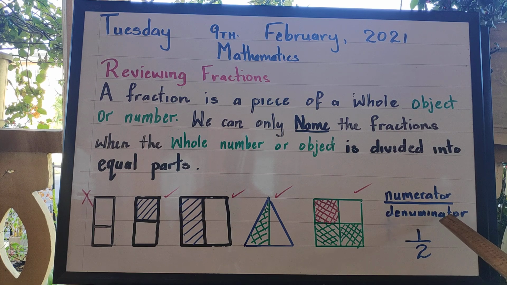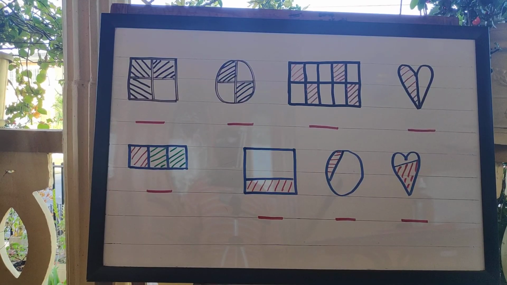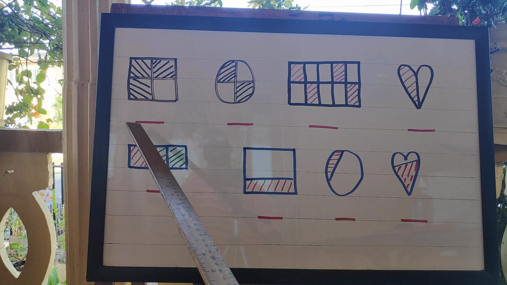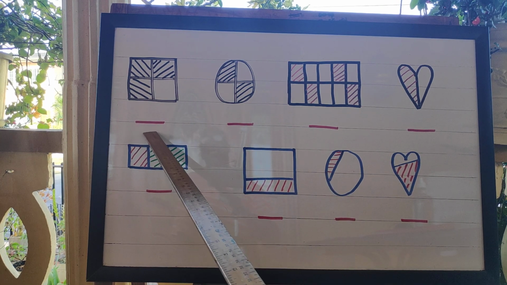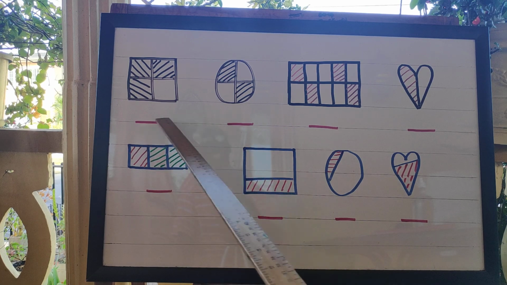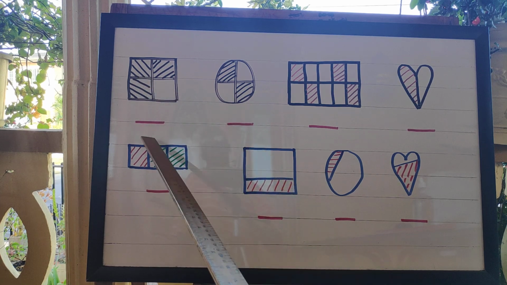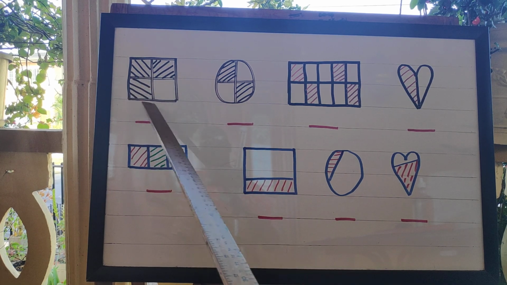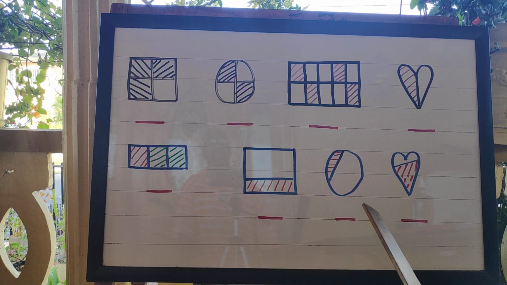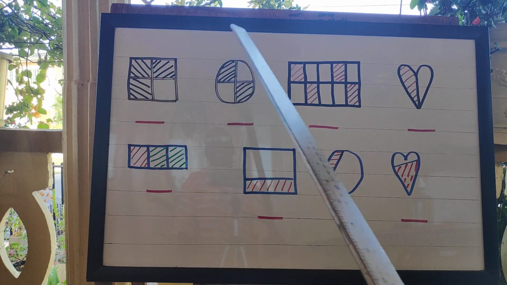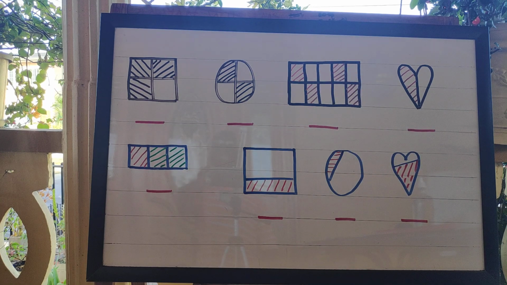Alright, so let's look at some shapes and see what fraction is shaded in these shapes. Let's see if we can write the fraction with the numerator and denominator. Remember, the bottom number tells us how many equal parts the whole is divided into, and the top tells you how many are selected or shaded. So the bottom tells you the total number of equal parts, and the top tells you which parts are shaded or selected.